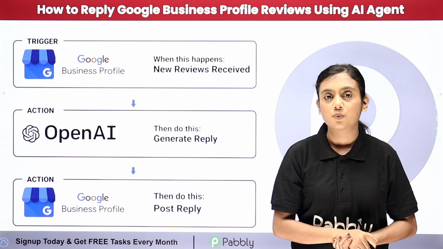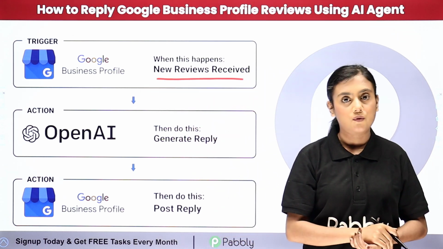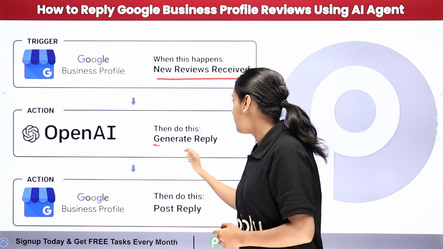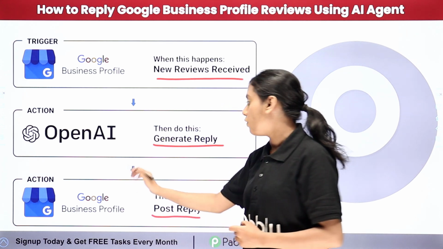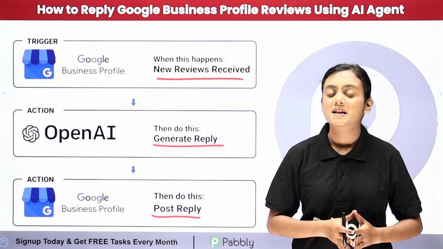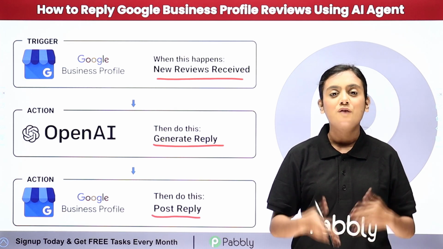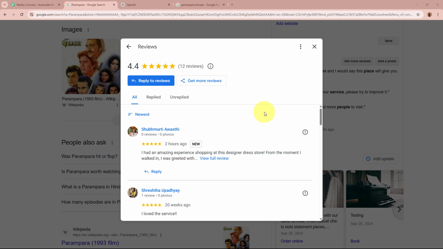In this automation, as soon as I receive a new review in my Google Business Profile, the AI agent is going to generate the reply to it, and then automatically that same AI agent is going to post that reply on my Google Business Profile to the customer. So if you want to learn about this amazing automation process step by step, let me take you to my screen.